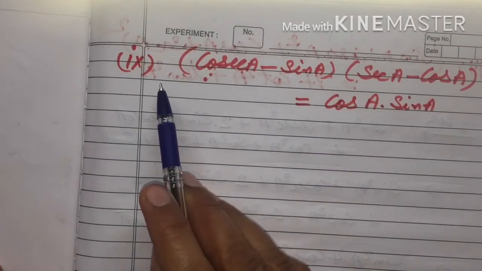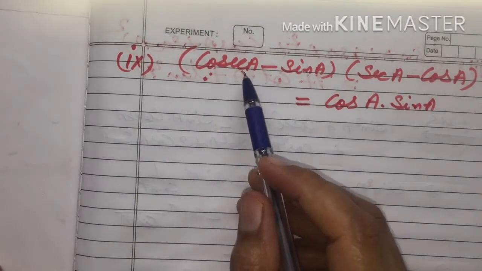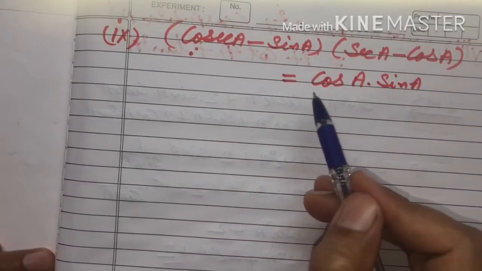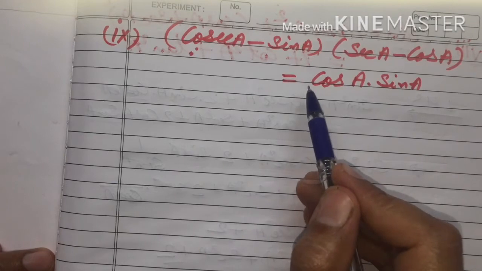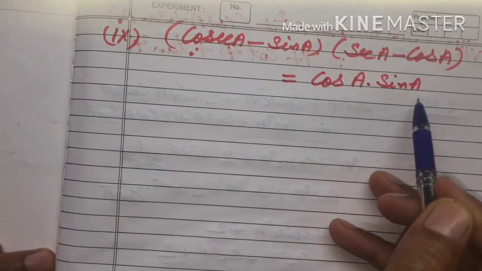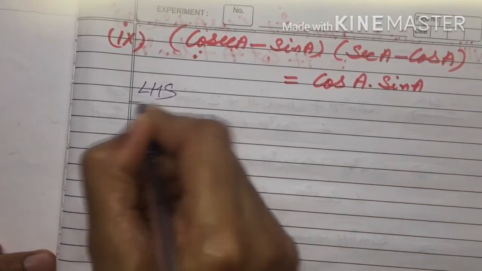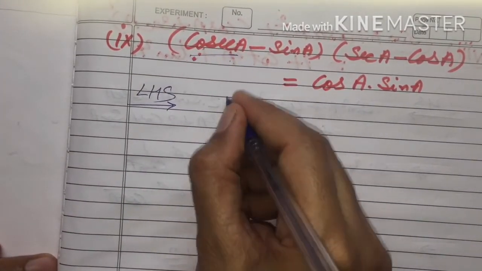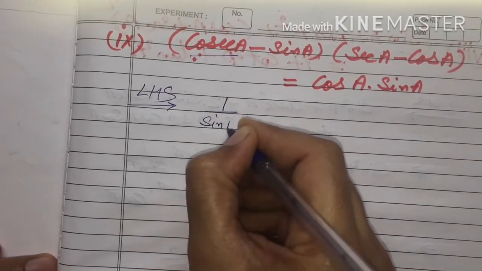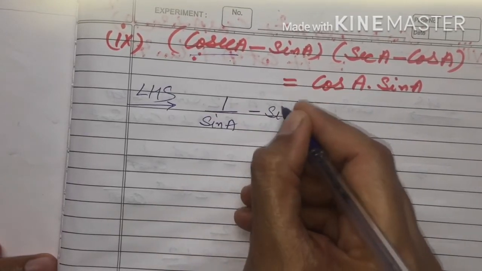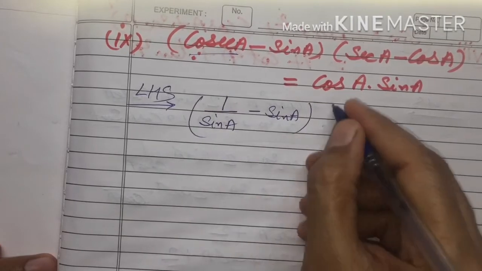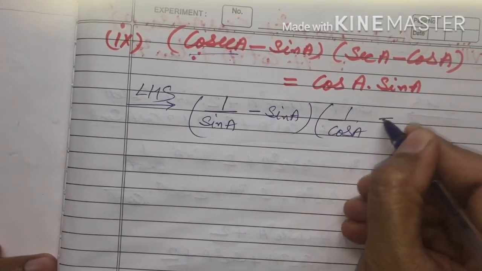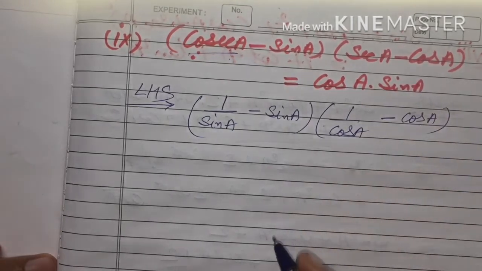Ninth part of exercise 8.3, question number 5: (cosecant A minus sine A) and (secant A minus cos A) is equal to, we need to prove this is equal to cos A into sine A. So let's start with left hand side. We will change cosecant into sine, so 1 upon sine minus sine A is there in the bracket, and this secant we will change into cos, so we can write 1 upon cos minus cos A.